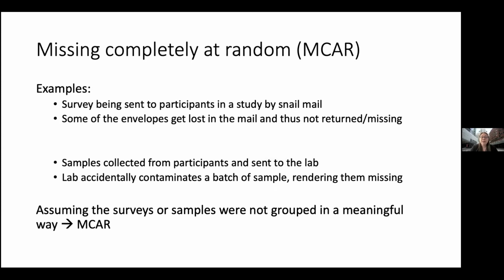So let's give an example. Say we're sending a survey out to participants by snail mail. We shove those surveys in some envelopes, we put them in the mail, and some of those envelopes get lost in the mail and therefore they're not returned and they're missing. Or say we've collected some samples from participants, we sent them off to the lab, and a batch accidentally gets contaminated, rendering them now missing.